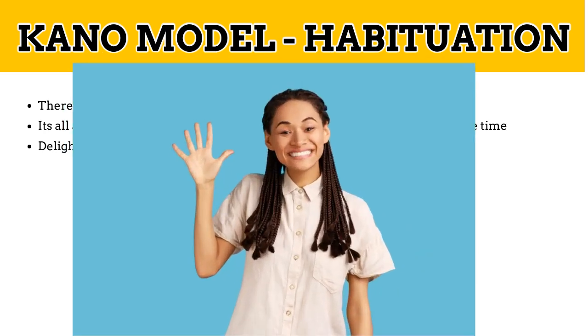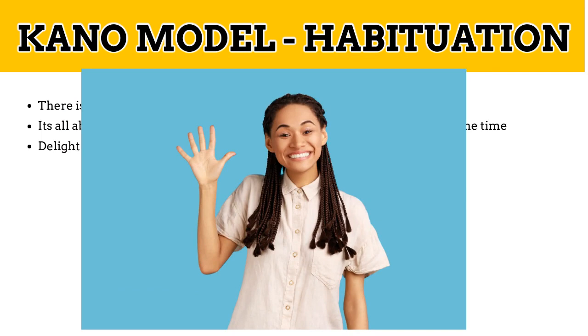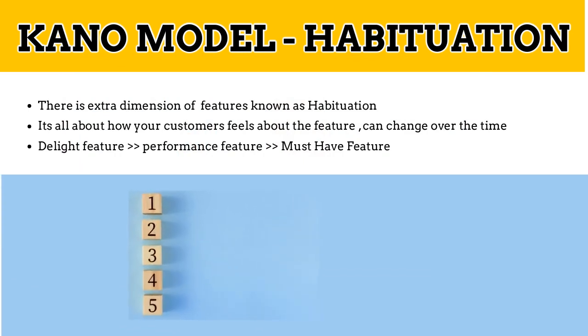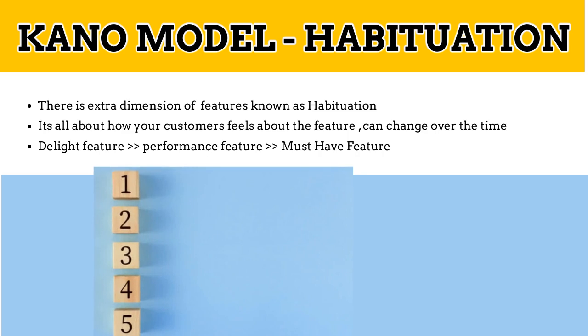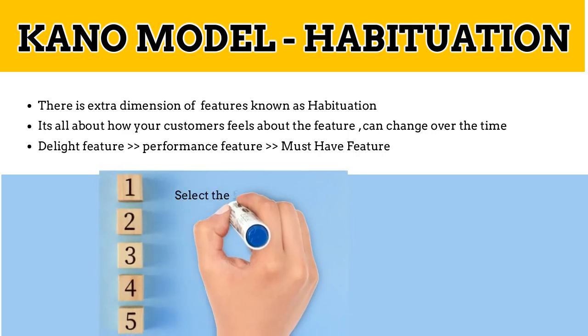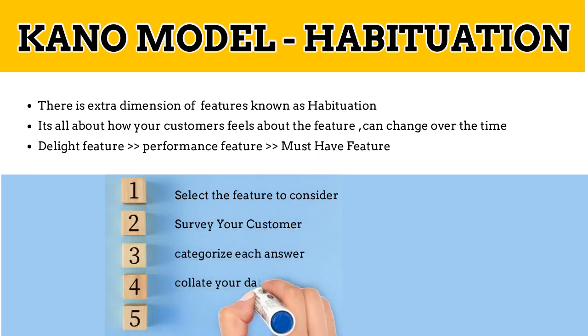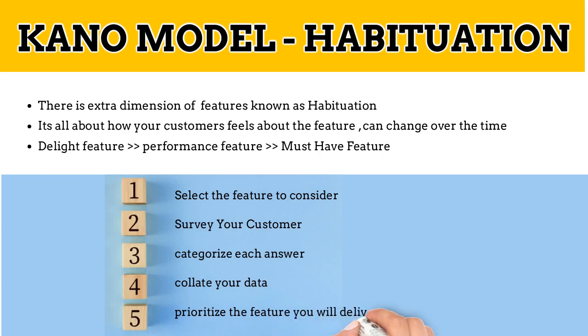Okay, so here is a five-step process to follow while using the Kano model. The very first is to select the features which you need to consider. Survey your customer, categorize each answer, collect your data, and prioritize the features you will deliver. So we can say that habituation is the process when your customer becomes used to a particular feature, which no longer excites your customer, but is taken for granted by your customer.